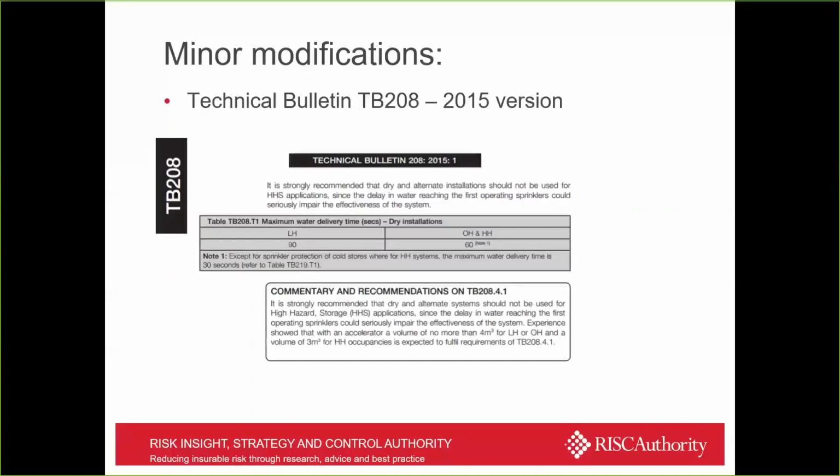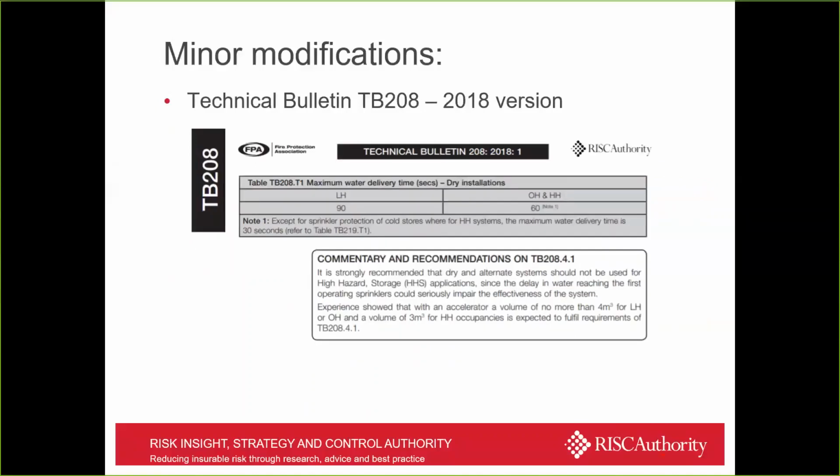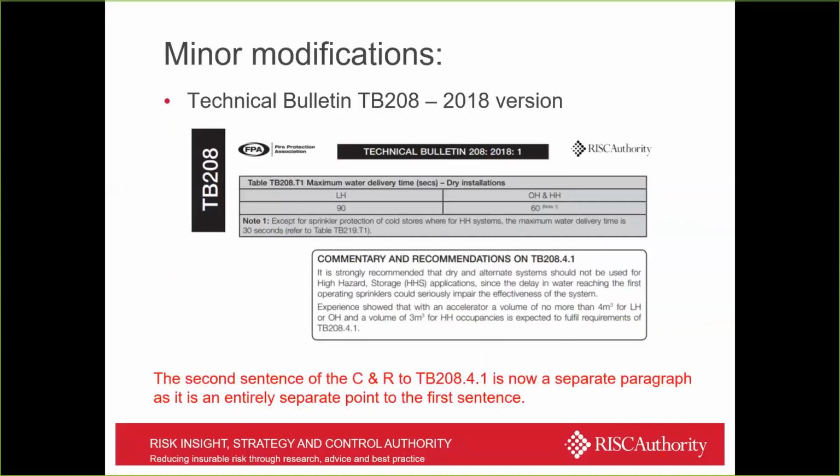Technical Bulletin TB208. On the screen is the 2015 version. The changes, as highlighted on the screen, are that we have removed the first paragraph as it is duplicated in the commentary and recommendations below. The commentary and recommendations TB208 4.1 has been reworded, and it is shown as a separate paragraph as it is an entirely separate point to the first instance. It's a grammatical change. There are no other changes technically with regards to this commentary and recommendation.